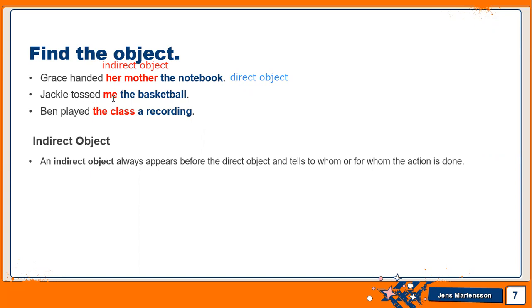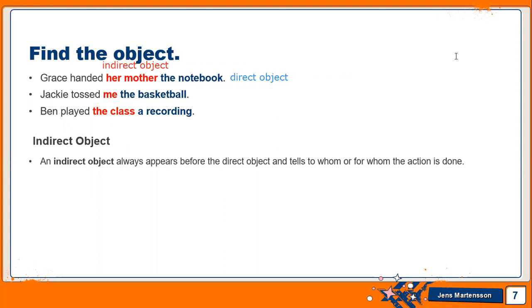Jackie tossed me the basketball. So Jackie tossed the what? The basketball. So this is the direct object. And what comes before it? To whom did Jackie toss the basketball? To me. So me is the indirect object. Ben played the class a recording. Ben played what? A recording. A recording is a direct object. To whom? To the class. So the class is the indirect object.